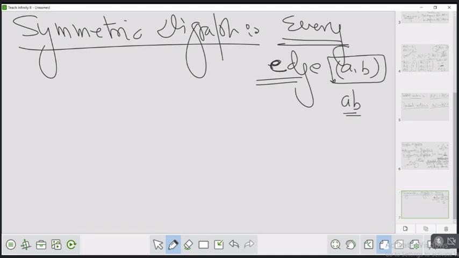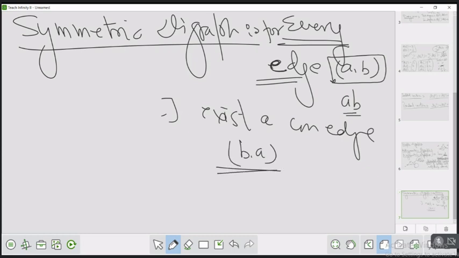If for every edge AB there exists an edge BA, it means that if there is an edge A to B, then there must be an edge B to A. Then that digraph is called a symmetric digraph. Okay, take an example again.